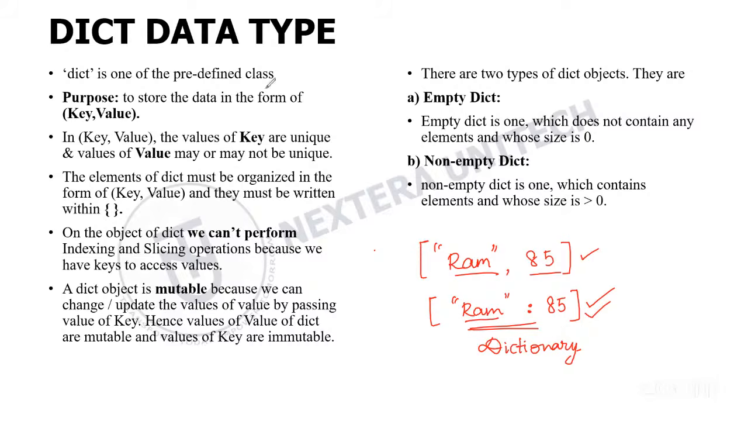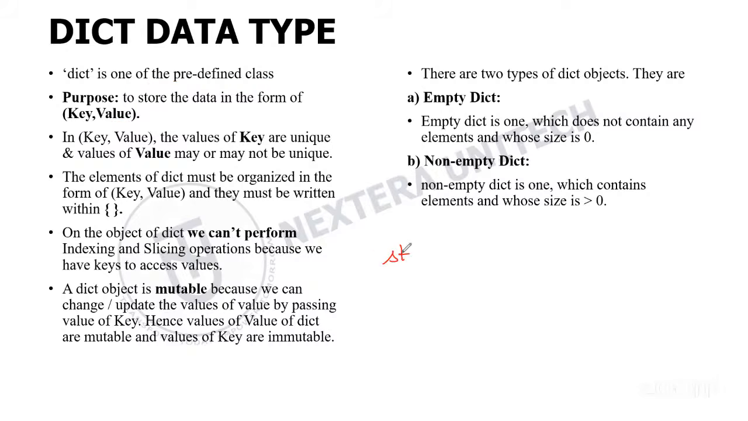So what is a dictionary? Dictionary is one of the predefined classes, and this stores data in the form of key value pairs. So for example, let's say we have a variable or dictionary that is student, and inside of that I have Ram who scored 85, and then I have one more person, let's say Raj. So he scored 90.